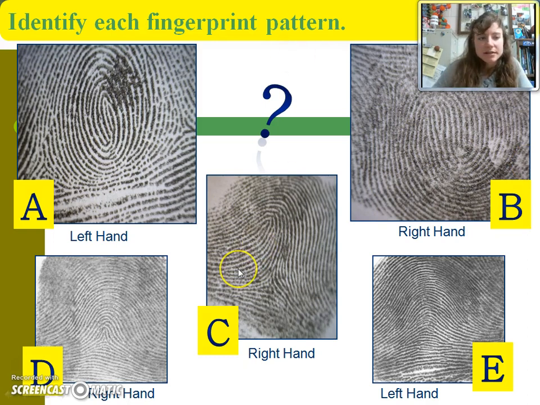C is, did you say tented arch? It's not. I see that spike, but look, there are lines of recurve coming in and out, and so if this is your right hand, I'd call that a left slant loop, or in other words, a radial loop. Okay, D, this one is a tented arch, and then E is a plain arch.